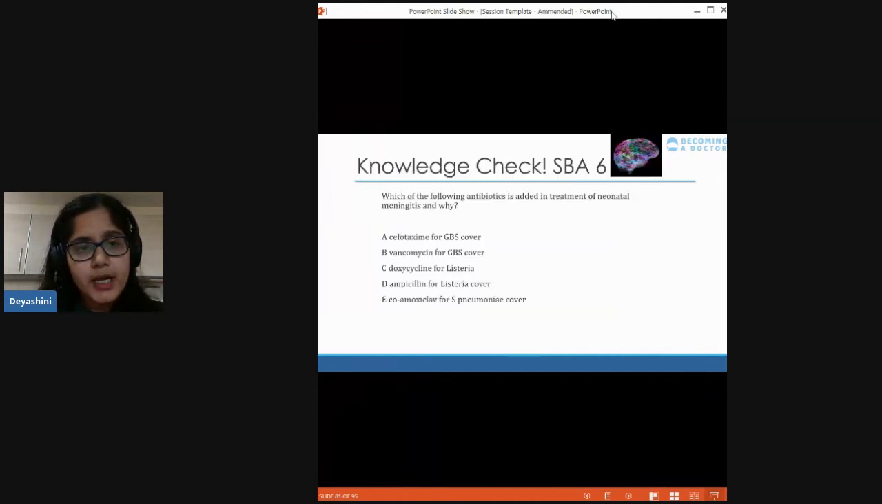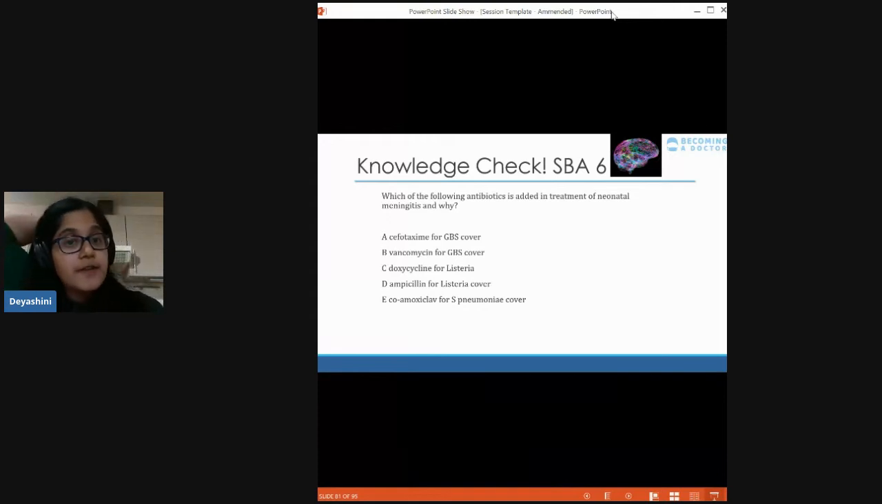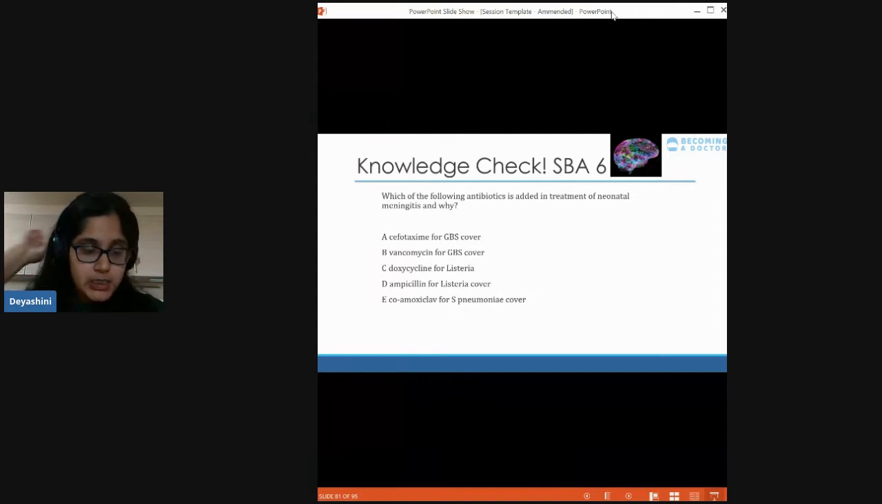Okay. Which one of the following antibiotics is often added in the treatment of neonatal meningitis and why? Like we said, in the neonatal period we worry about certain organisms. It's ampicillin for Listeria cover. You can give amoxicillin as well for Listeria cover. Again, check with local guidelines.